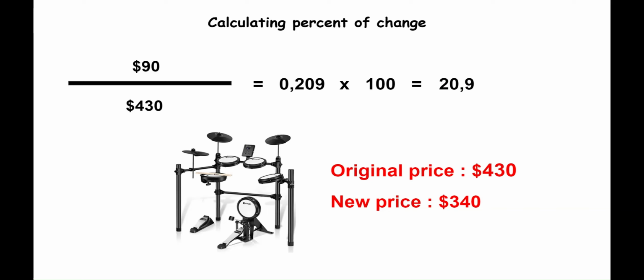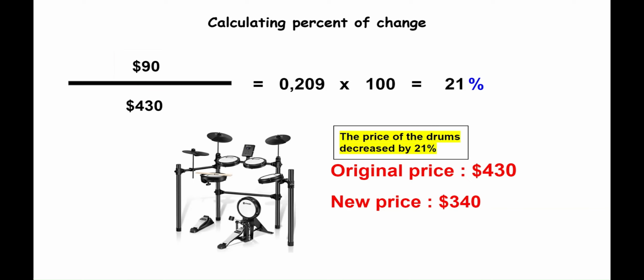Now, before we add our percent symbol, remember, we need to round to the whole percent. So let's round 20.9 to the whole percent, which is 21. And now we can add the percent symbol to our final answer. So we know that the price of the electric drums decreased by $90. And we've just calculated that this is a 21% decrease.